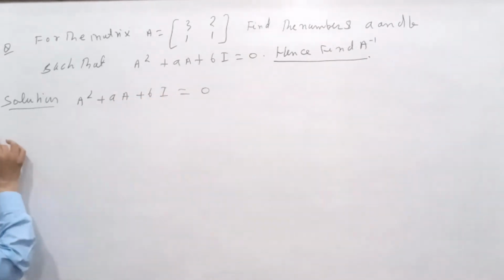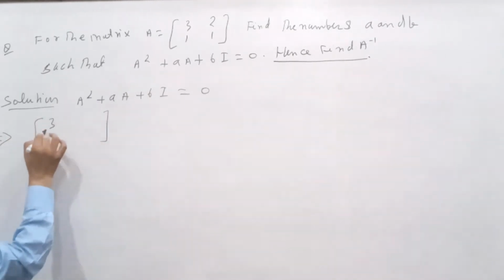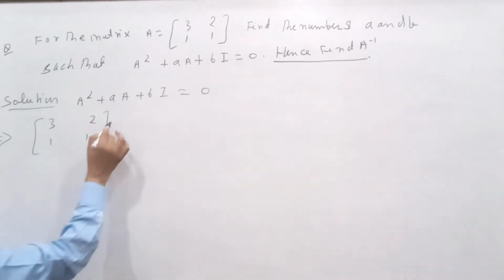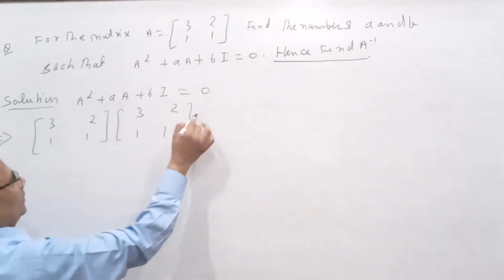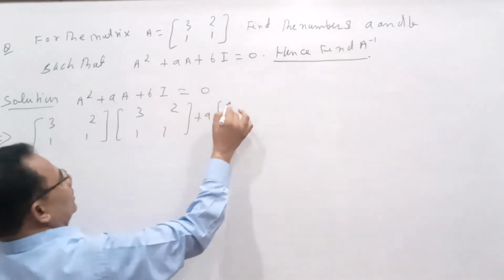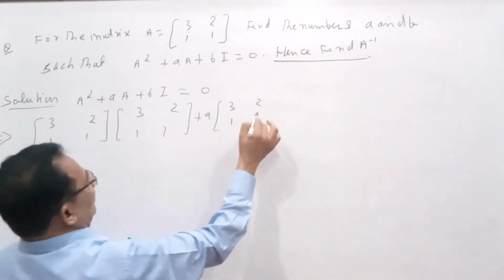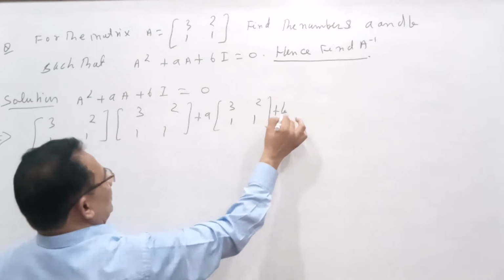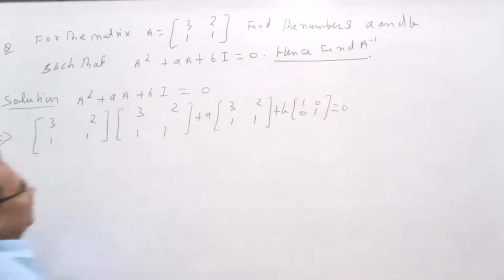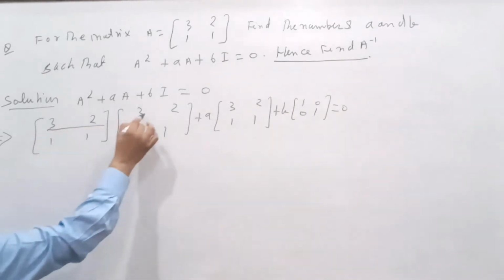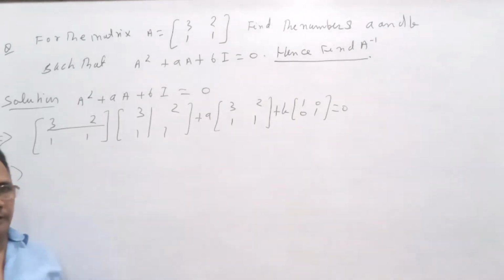is equal to 0, and this implies that A square is 3 1 2 1 times 3 2 1 1, plus a into 3 2 1 1, plus b into 1 0 0 1, that is the identity matrix. Now first of all we find the multiplication of this matrix and this. How?